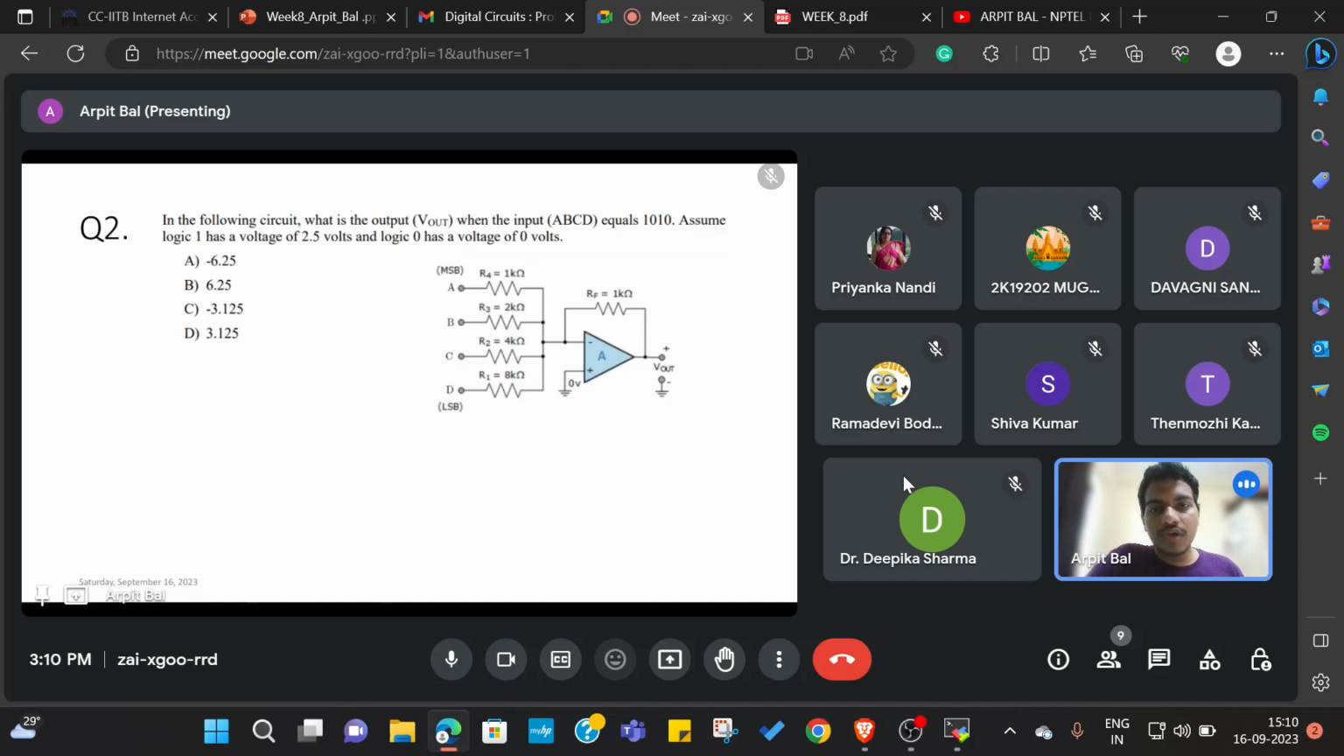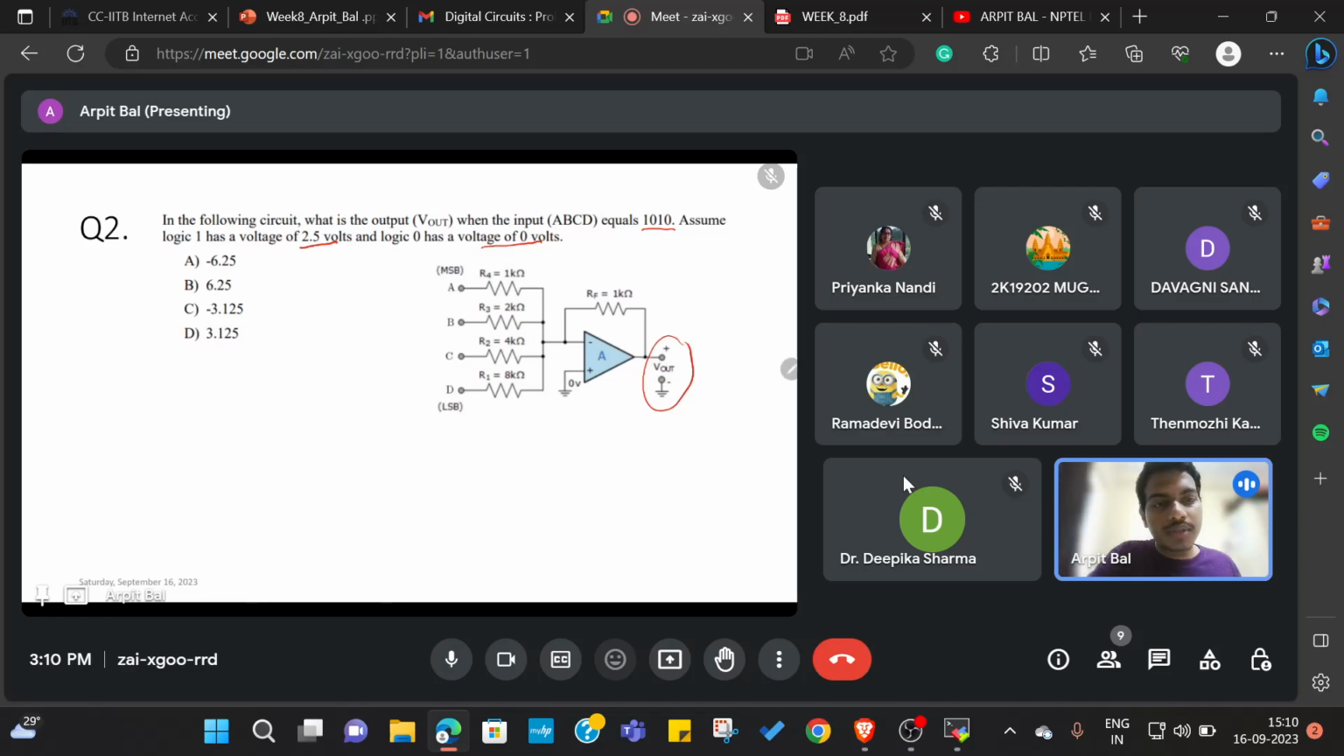Okay, moving on to the next question. In this question, we are asked to find out what V out is. It is given that ABCD is equal to 1010. 1010 represents the digital voltage, where 1 corresponds to 2.5 volts and 0 corresponds to 0 volt. Let us think how to proceed with this question.